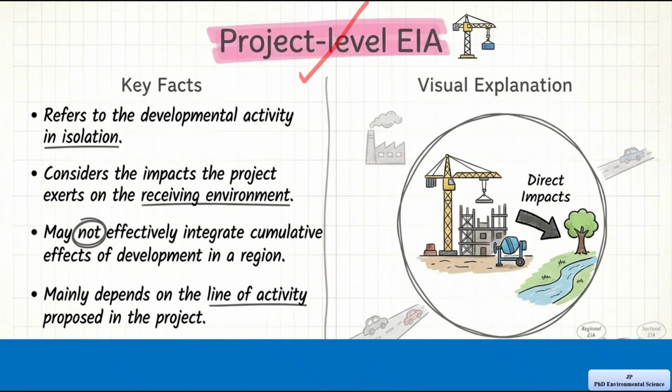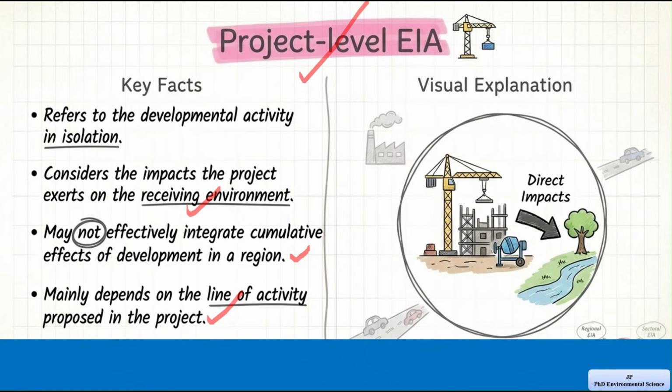It considers the impacts the project exerts on the receiving environment, meaning the surrounding area. It studies how the project affects land, water, air, plants and animals. Example, a factory may pollute a nearby river or air. It may not effectively integrate cumulative effects, meaning it does not consider the combined effects of many projects. It only looks at one project, not the total impact. For example, one factory would cause small pollution, but 20 factories will lead to bigger pollution.